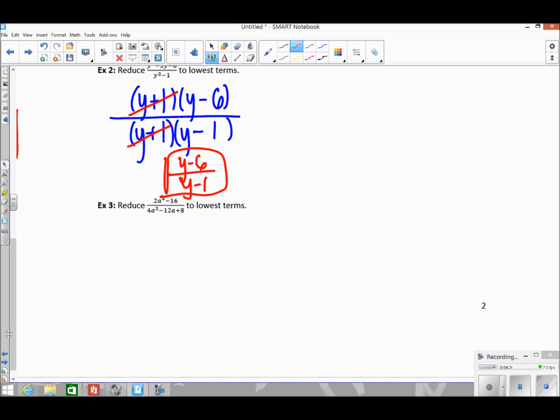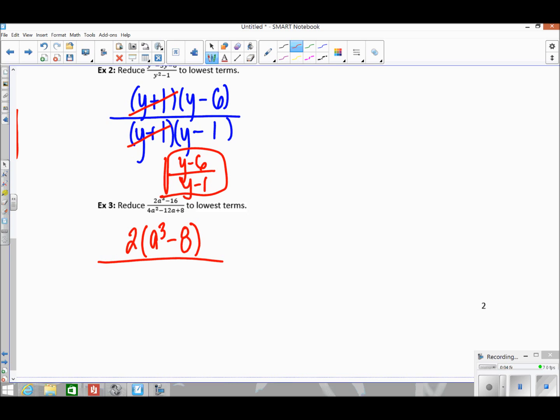So let's look at some more examples. So again, factoring. I always check for GCF factoring. So I look to see if I can take out a GCF. Always do that. So in this top piece, I can take out a GCF of 2. And I'll be left with a to the third minus 8.